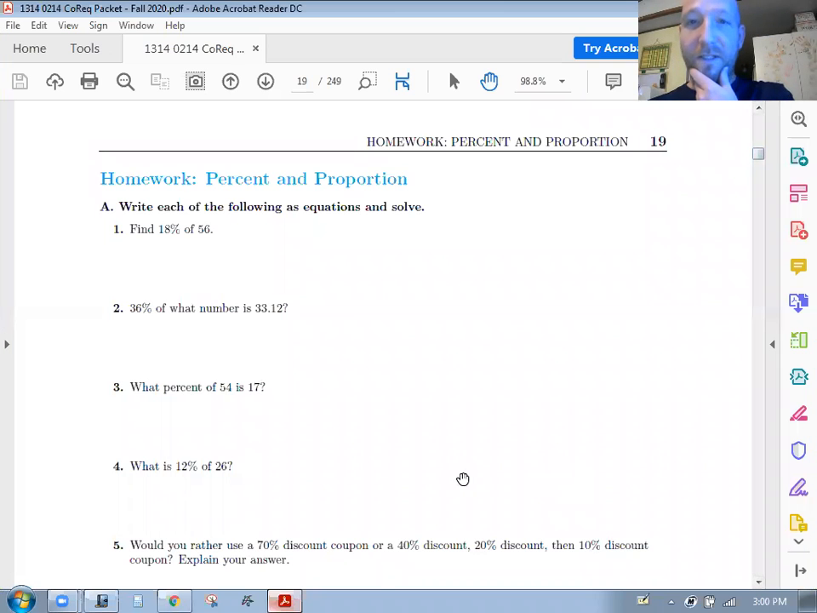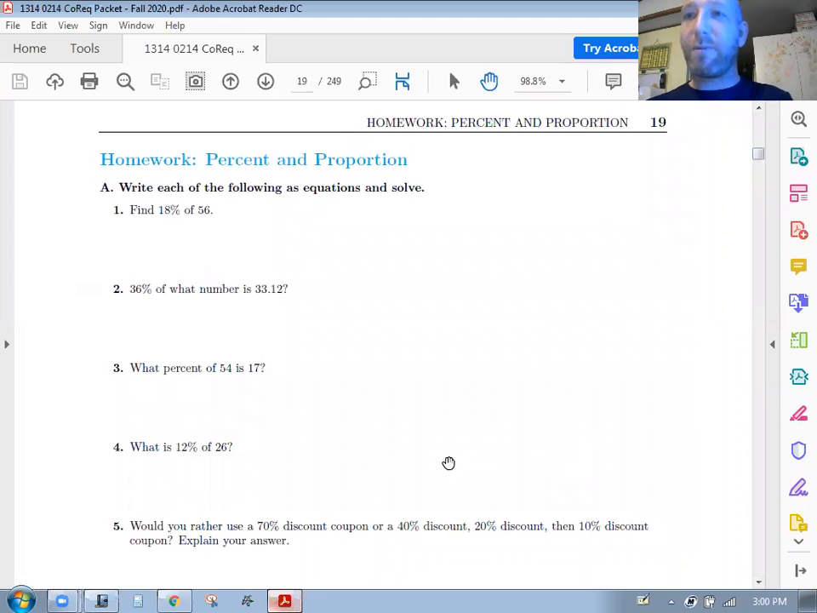So let's just go over the homework here for percent and proportion and answer any questions, and then we'll start knocking out those conversions.